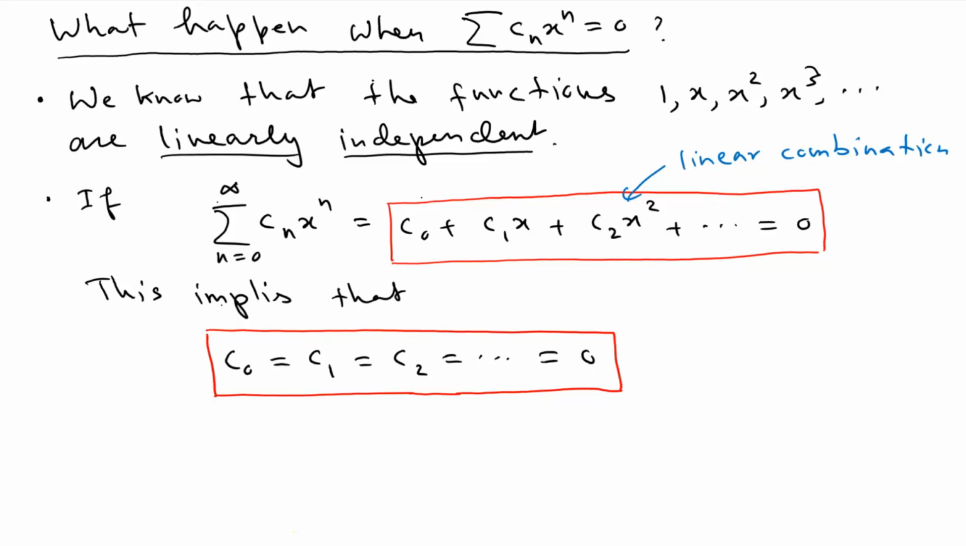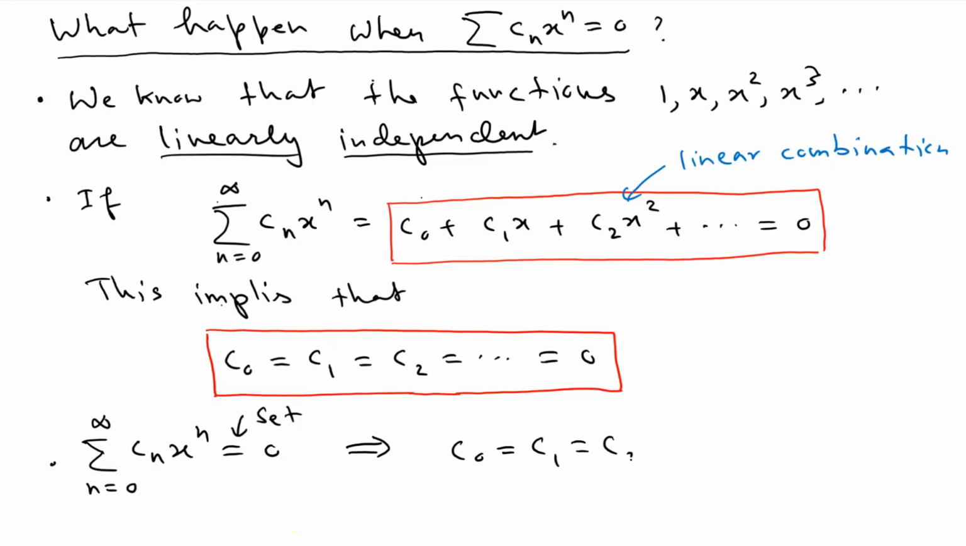So in summary, if you set a power series, let's say the index starts with 0, whatever index that you like, the sum of cₙxⁿ, equal to 0, this implies that all the coefficients have to be 0, because those functions are linearly independent. That's the reason.